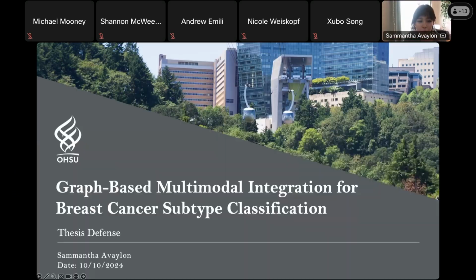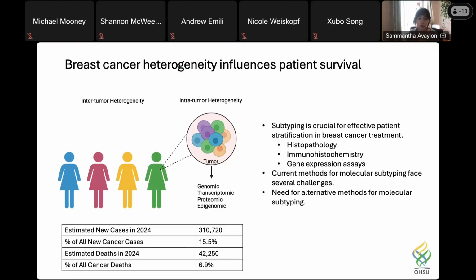Okay, so hi everyone. For those who don't know me, my name is Sammantha Avaylon, and today I will be presenting my thesis project, which was focused on graph-based multimodal integration for breast cancer subtype classification. And so to start off, I just want to give a broad overview of breast cancer.